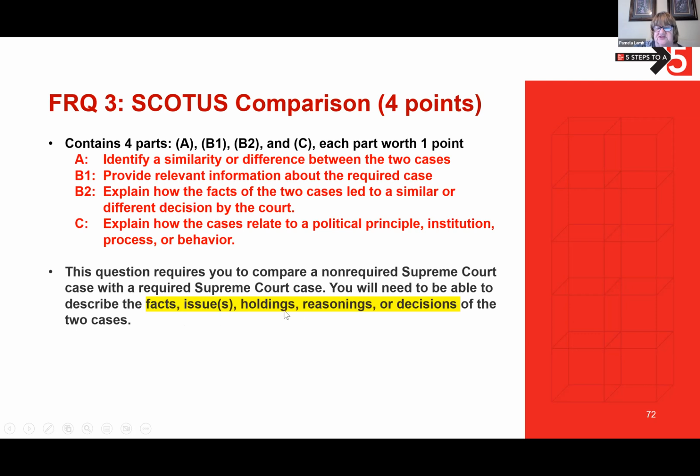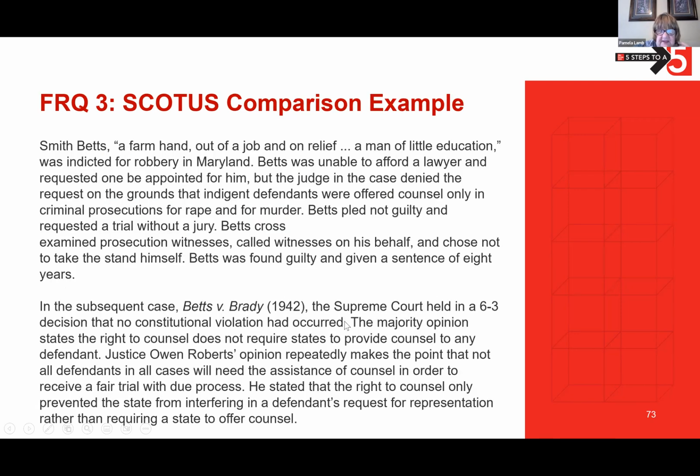Again, these are the things you need to know about the required cases. What are the facts of the case? What brought it to the court in the first place? What issue, what part of the Constitution is being questioned? What was the decision, the holding? Why did the court rule the way it did? And what was that decision? Okay. So here's the Betts case, an example of that.